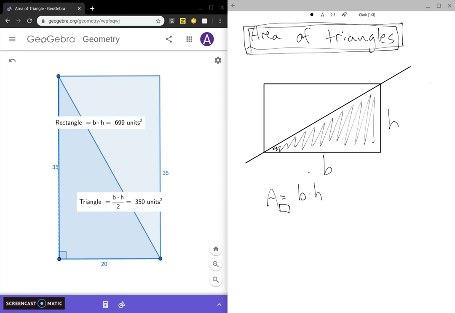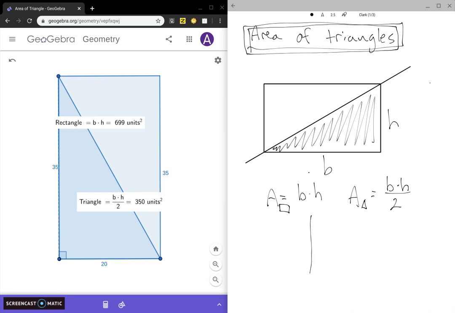So the generalization of this is the base times height of that rectangle. That's for the rectangle. If I want to find the area of a triangle, I can use a rectangle that shares the same base and height and just divide it by 2. I'm taking half of it because it takes up half of the space of that rectangle it fits in. Let's look at an example.